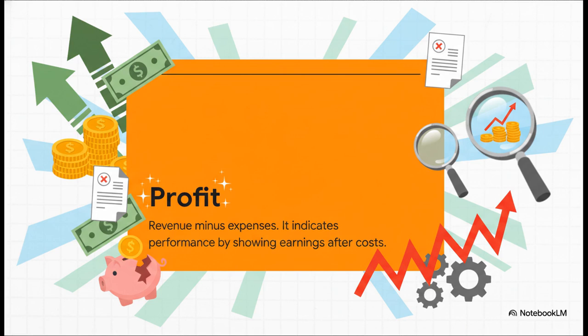Okay, and what do we get when we subtract all those everyday expenses from our operational revenue? We get profit. Profit is simply your revenue minus your expenses. It's really your main indicator of performance. It shows your actual earnings after all the costs of earning that revenue have been completely deducted.